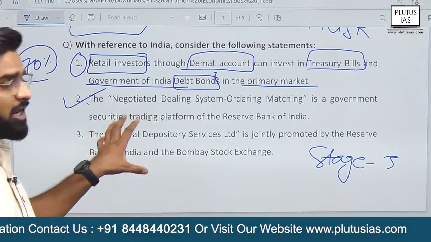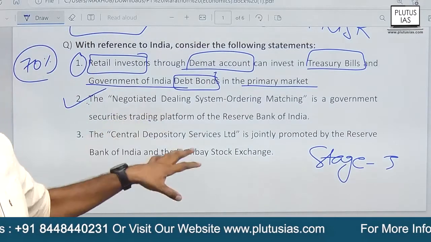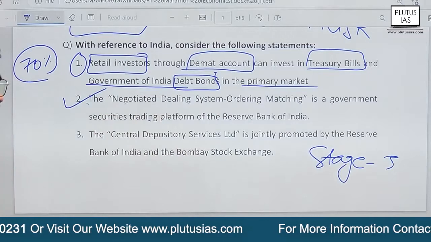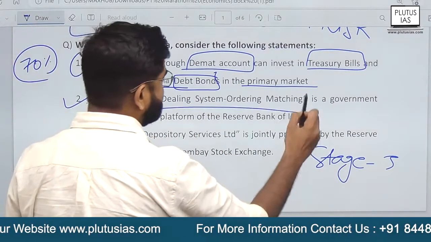Okay, so this is that kind of question. Either you know the answer or you do not know the answer. There is not much guesswork available. So this we know for a fact: this is a right statement.